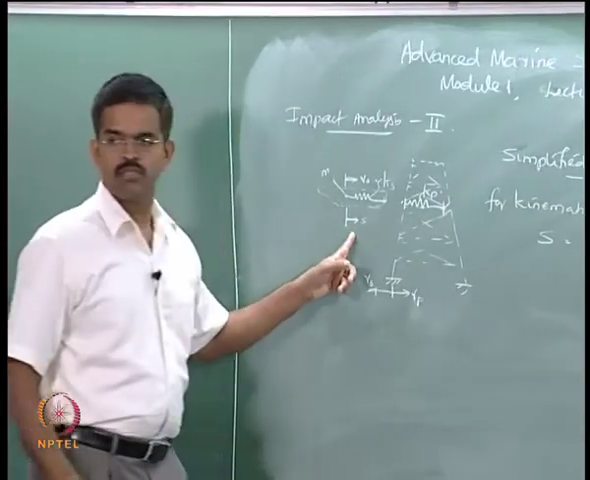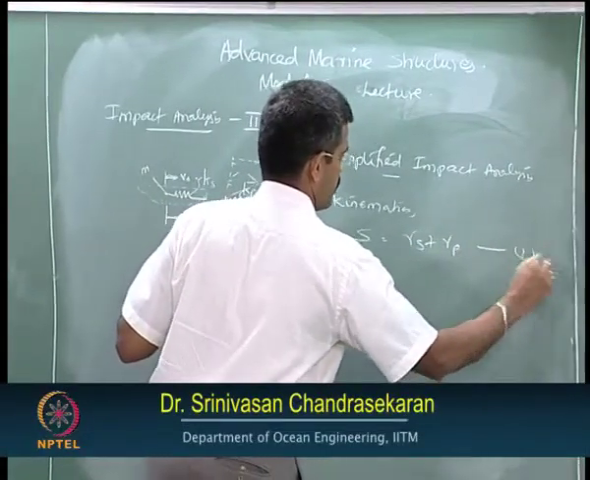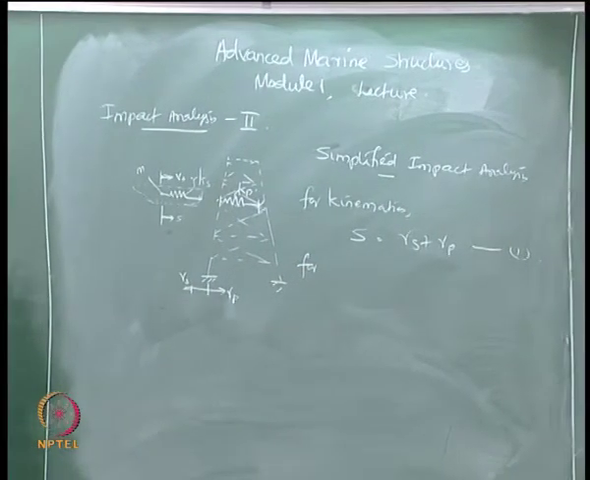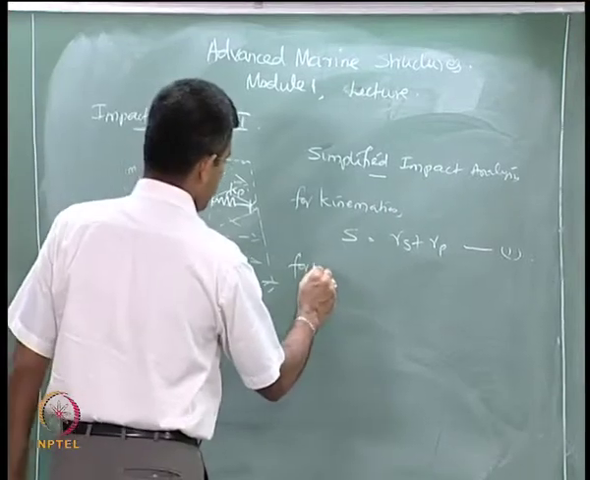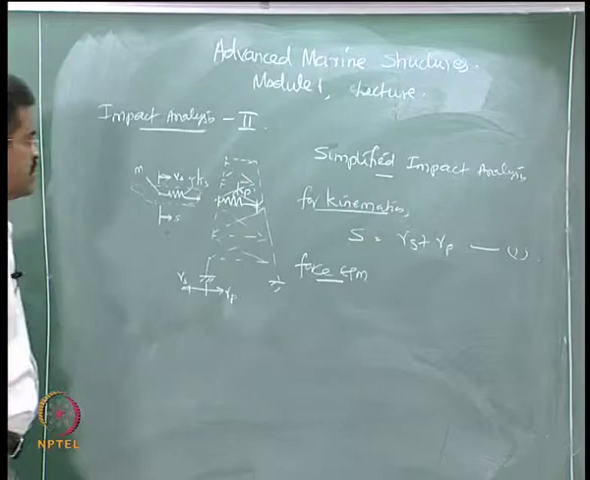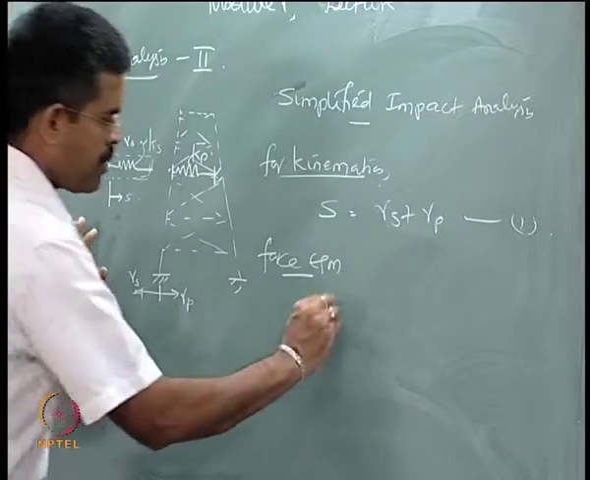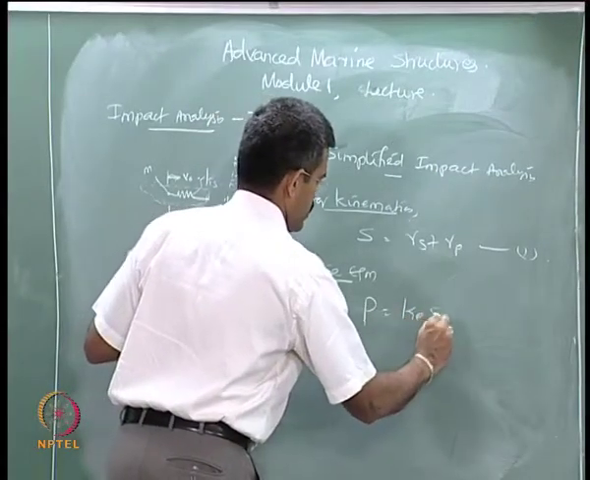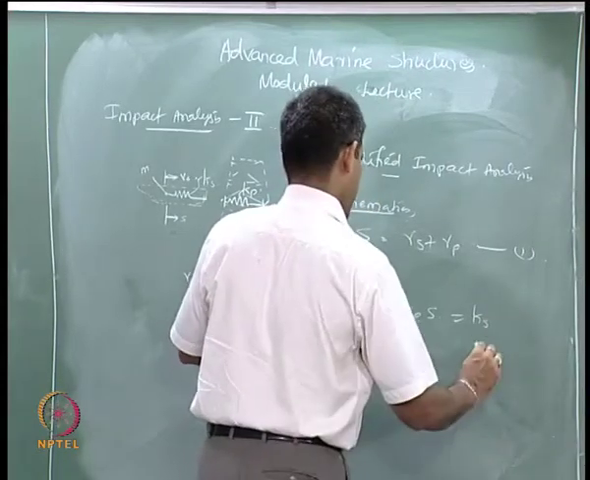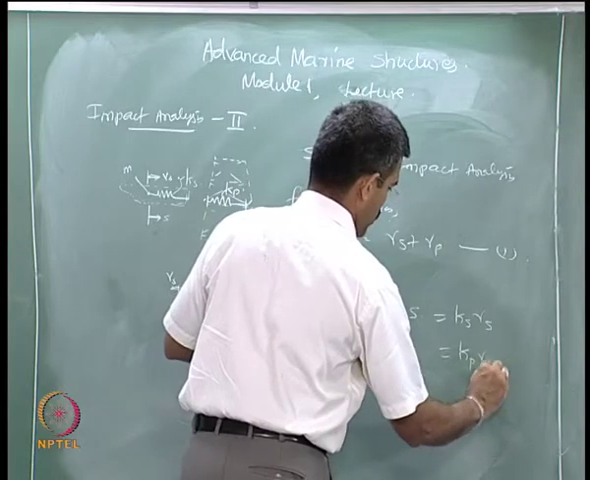S should be equal to Rs and Rp. For force equilibrium, P, the impact load, should be K into S, will also be equal to K ship into Rs, will also be equal to K platform into Rp.